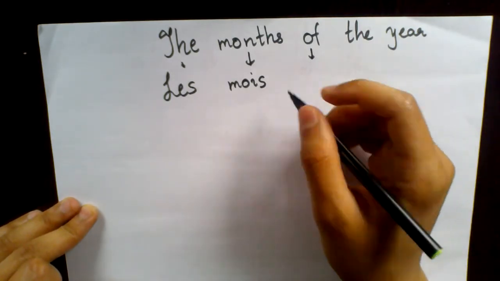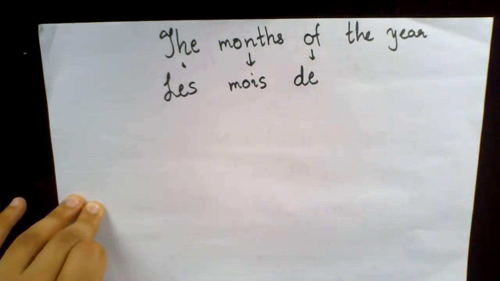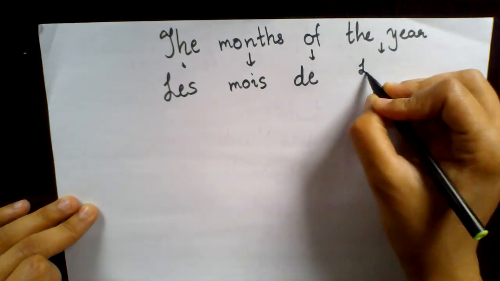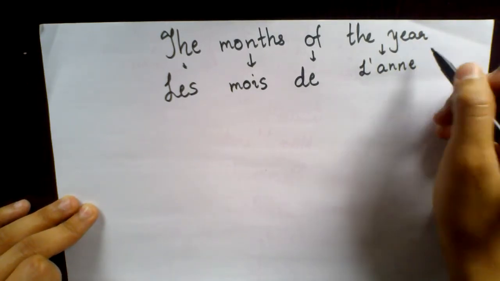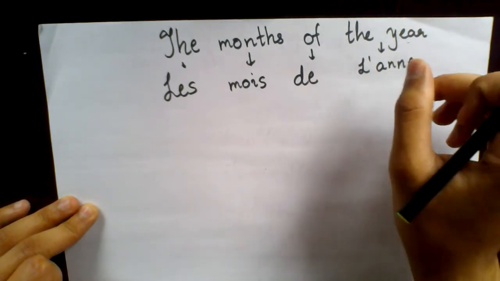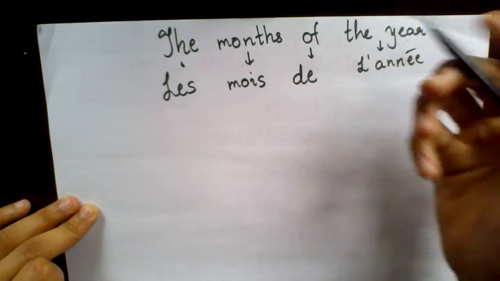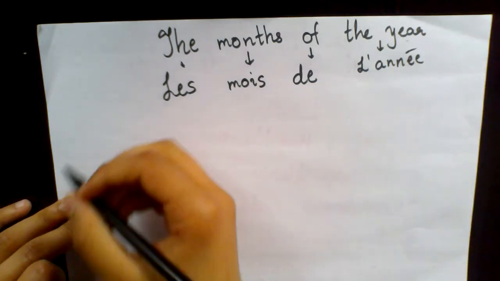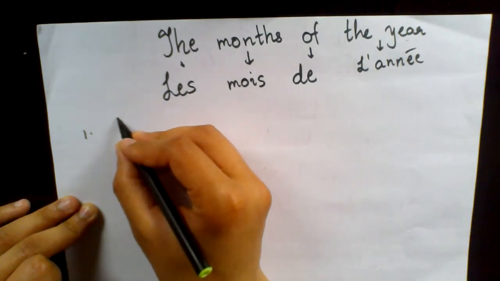"De" stands for "of", and the year will be "l'année". For your kind information, year is feminine, so if you have these together it becomes "l'année", and it has an accent. The year is feminine in French. Now we go through the first one, from January, and it is Janvier.